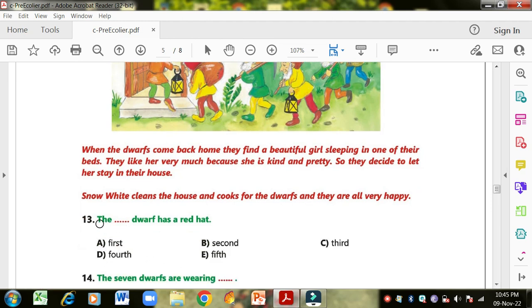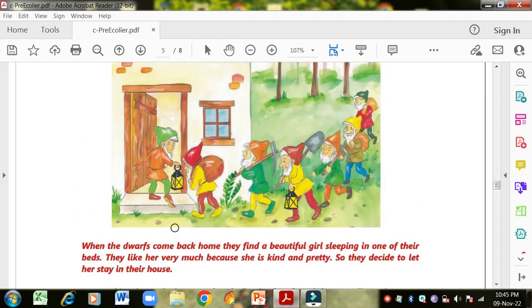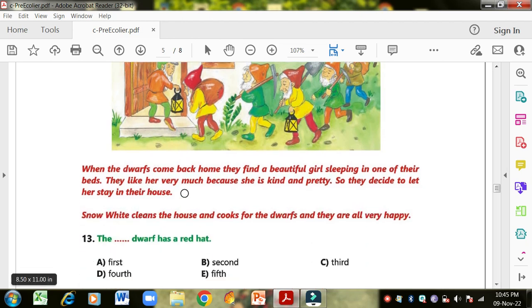Question number 13 is, the dash dwarf has a red hat. Now look at the dwarfs. The first dwarf is having the red hat. Yes. The second dwarf is having an orange. The third is having not bright red. It's a kind of red, but it is not bright red. It's just like mustard color. Then again orange, yellow, and the last dwarf is wearing a green. First and the last are wearing light and dark green hats. Okay, so what will be the answer?